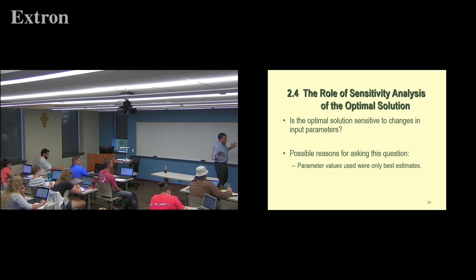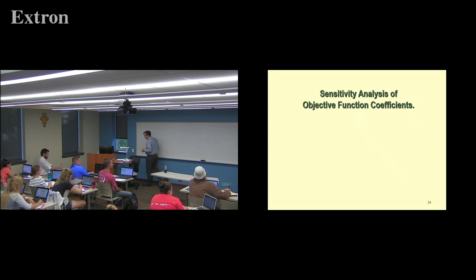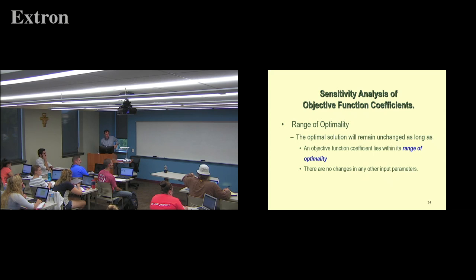Possible reasons for asking: parameter values used were only best estimates, and a dynamic environment may cause changes. What-if analysis may provide economic and operational information that we can use in other decisions. We're also going to look at something called the range of optimality. The optimal solution will remain unchanged as long as the objective function coefficient is in this range.